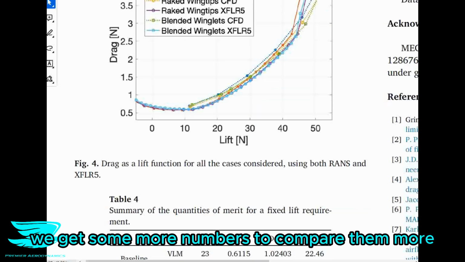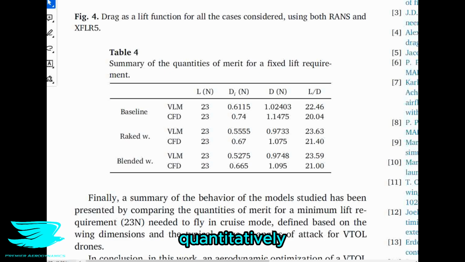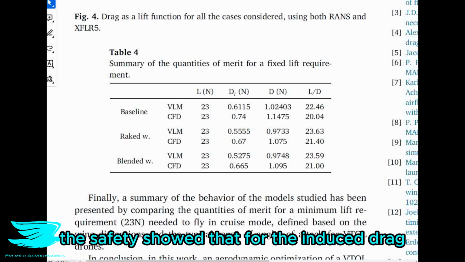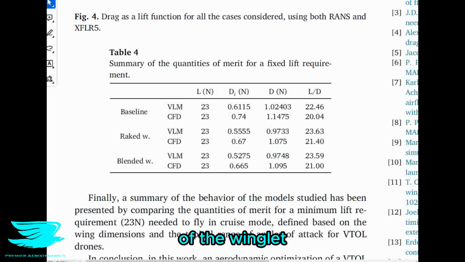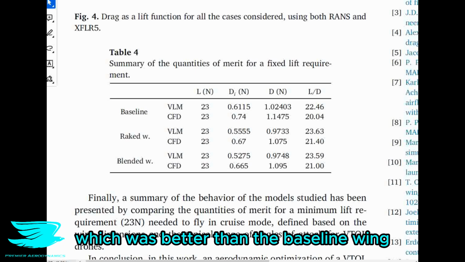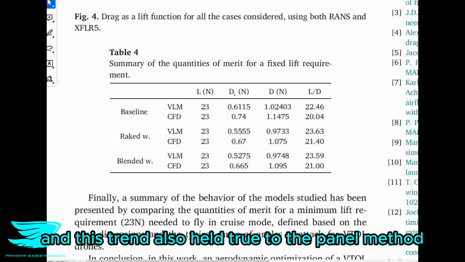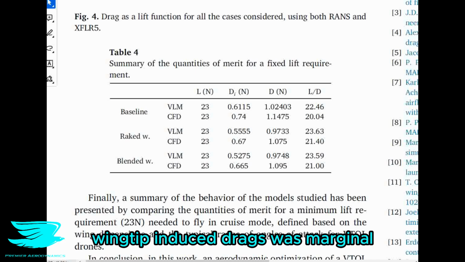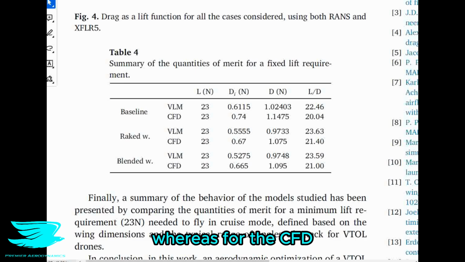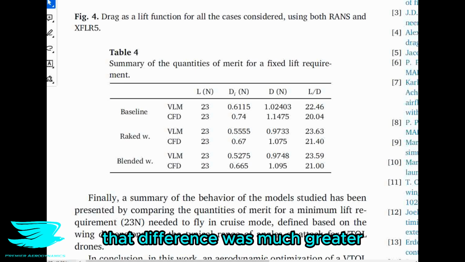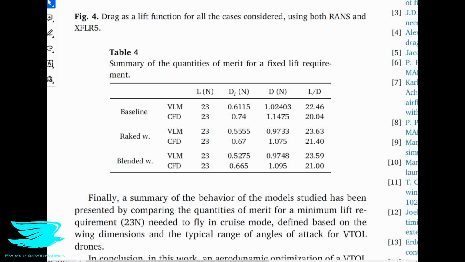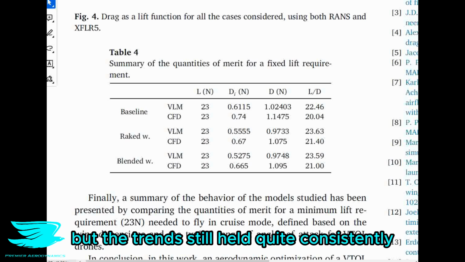So in table 4, we get some more numbers to compare them more quantitatively. And now actually I should mention that I don't know what the angle of attack is for this table. I don't think they mention it. But anyway, the CFD showed that for the induced drag of the winglet, it was better than the raked wing, which was better than the baseline wing. And this trend also held true for the panel method, but the difference between the raked wingtip and the winglet wingtip induced drags was marginal, whereas for the CFD, the Navier Stokes CFD, that difference was much greater. So that's one difference in terms of the overall results, but the trend still held quite consistently.